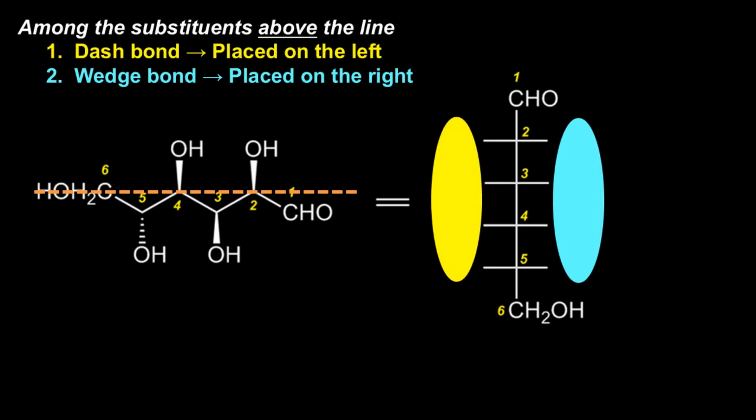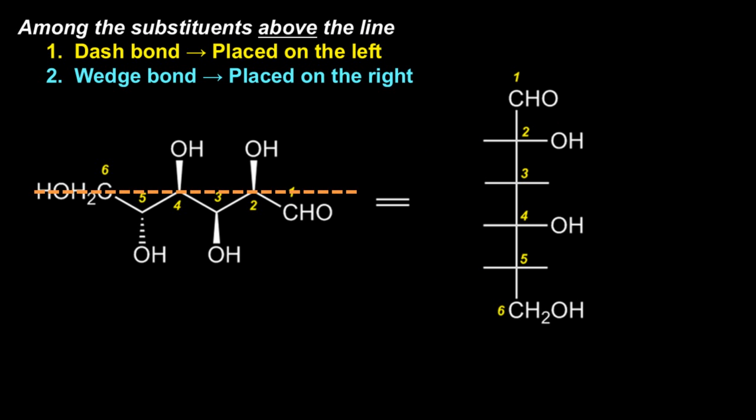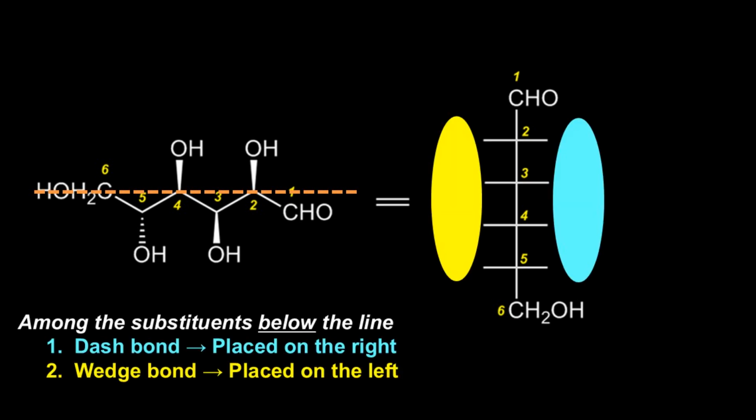Alright, let's go ahead and place the substituents directly into the Fischer projection. If a substituent is above the horizontal line, put the dash bond on the left side of the Fischer projection, and if it's a wedge bond, place it on the right side. Simple as that. In this structure, the substituents connected to carbons 2 and 4 have wedge bonds. That means they'll show up on the right side of the Fischer projection.